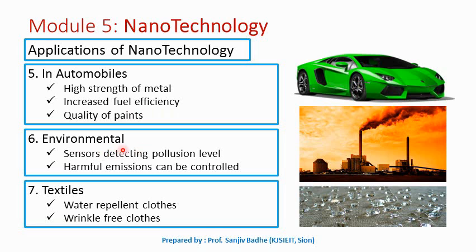Nanotechnology has a number of applications in environmental studies as well. Nanoparticle based sensors are capable of detecting water and air pollution due to toxic ions and pesticides with very high sensitivity. Nanomaterial catalysts can be used to convert the harmful emissions from industries and automobiles to less harmful gases. So harmful emissions can be controlled with the help of nanotechnology. The use of nanotechnology in the textile industry made it possible to fabricate water repellent clothes and wrinkle-free clothes. So these are some of the applications of nanotechnology in different fields.